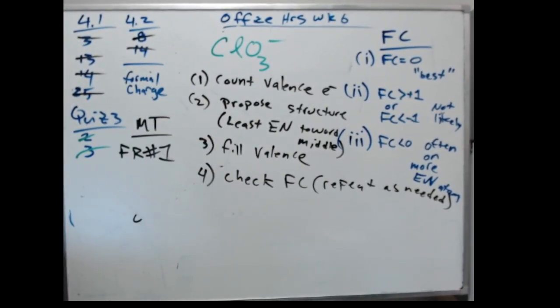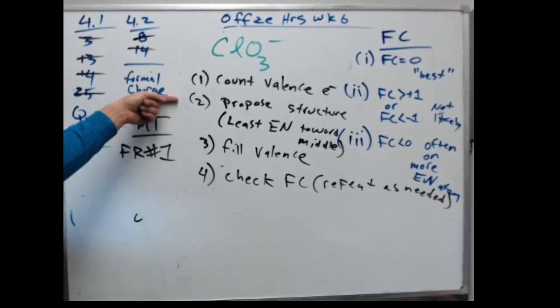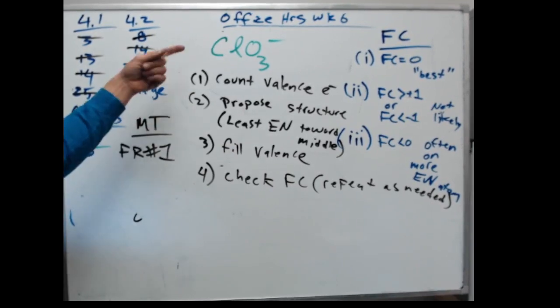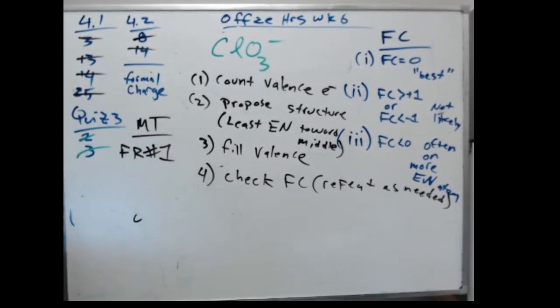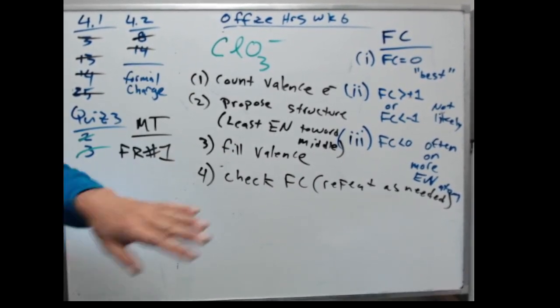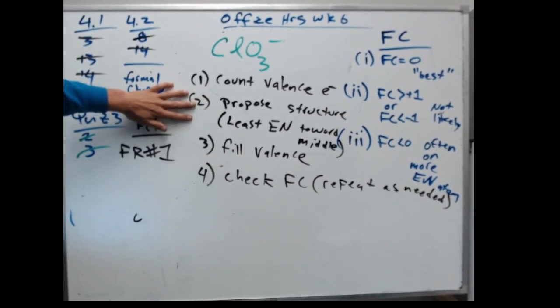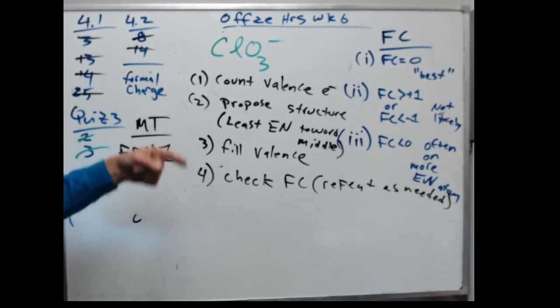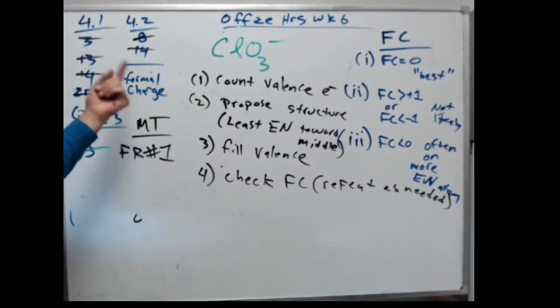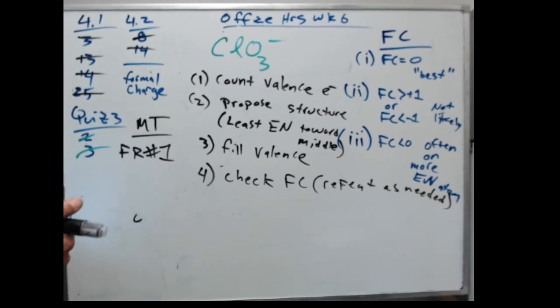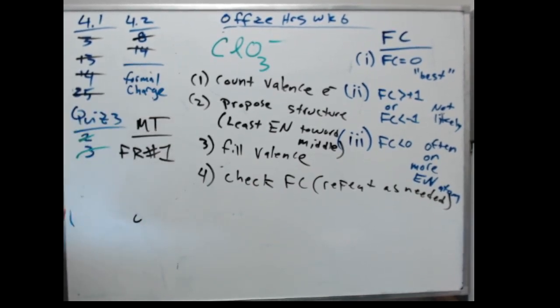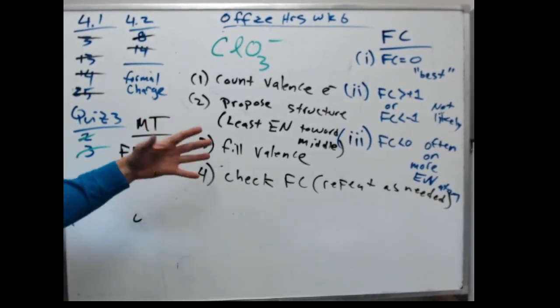And then step 4 is we're going to check the formal charge. And we might need to repeat this. If we made a bad proposed structure, we might need to start over and make a new proposed structure and try again. So the better we do on number 2, the fewer times we have to cycle through this over and over. The more we practice this, the better we get at proposing structures, and the less guess and check work we have to do.